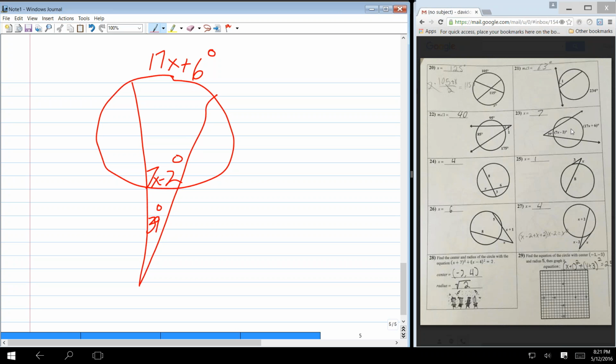But in 23, I see nothing but degrees. 39 degrees, that has a degree on it, that has a degree on it. So we know we're dealing with degrees only here. What's 39 degrees equal to? Start with 1/2 AB minus CD. What's AB? 17x plus 6. It's always the big arc minus the little arc.